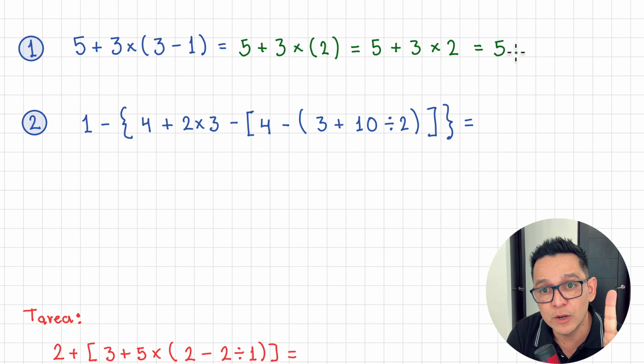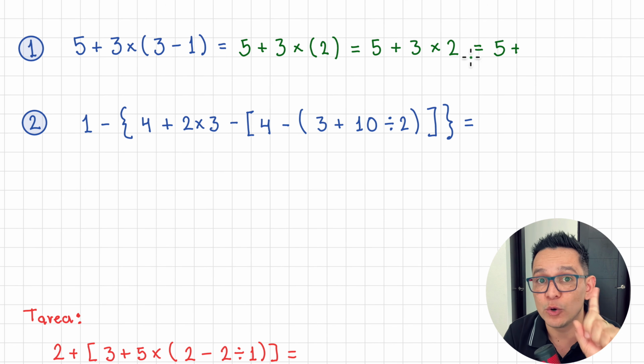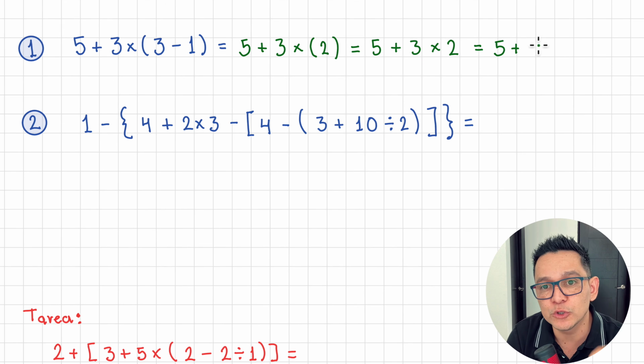All right, so here I still have to bring down the 5. I still bring down the plus sign, because I'm not going to solve that yet. Right now, what I'm going to do, remember, is multiply. So I have 3 times 2. 3 times 2 equals 6. And now I'm going to solve the addition. 5 plus 6 equals 11. Done. The result of this first exercise, which I told you is the simplest, is 11. Let's circle it here.